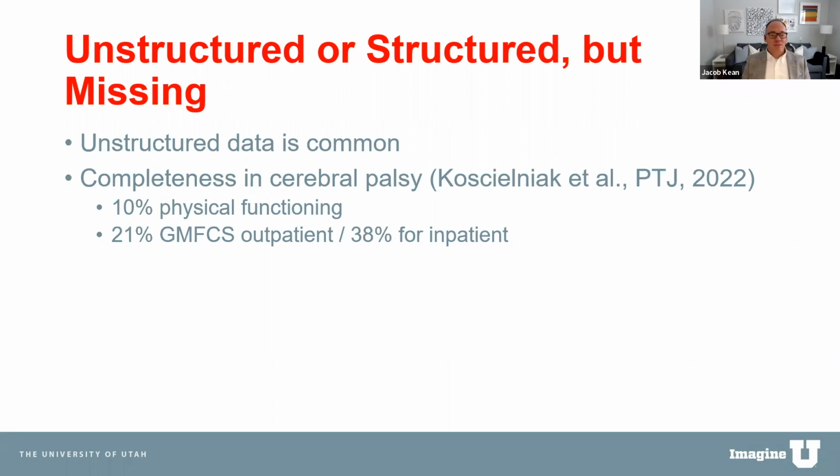In a recent study in Physical Therapy Journal, they found that completeness for discrete data elements for physical functioning was only about 10.5%. Completeness for outpatient gross motor function classification system, or GMFCS, was about 20% for outpatient care and 38% for inpatient care. Our ability to support learning health system initiatives in rehabilitation is limited by the amount of unstructured documentation in rehabilitation and the lack of completeness in the structured data elements.